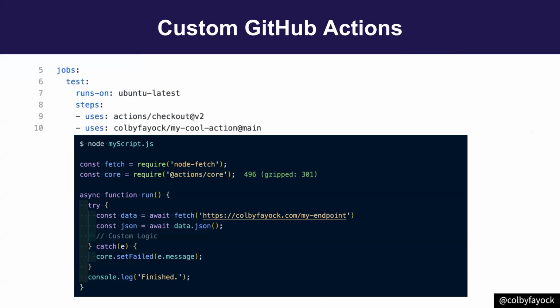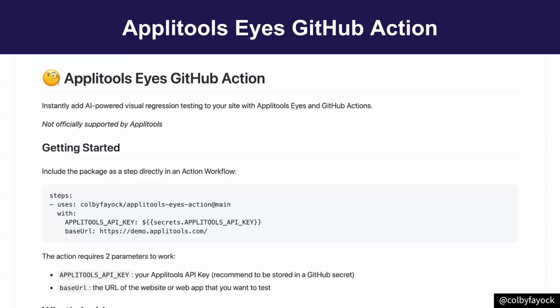For instance, if I have a common task that includes a bunch of complicated things, I might not want to have to copy and paste that code between every single one of my repositories. I can set up that as a Node script and set that script up as a new action. That way, I only have to make that one reference between all the different projects. And that's exactly what I did with my Applitools Eyes GitHub action.